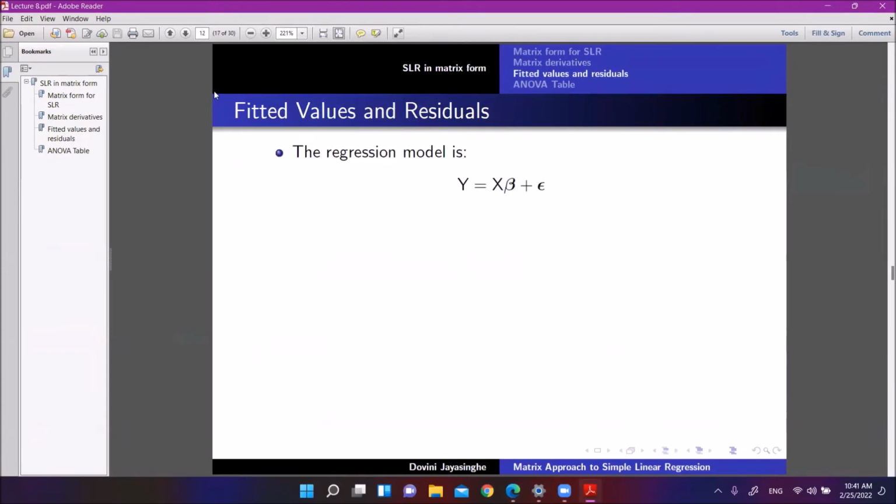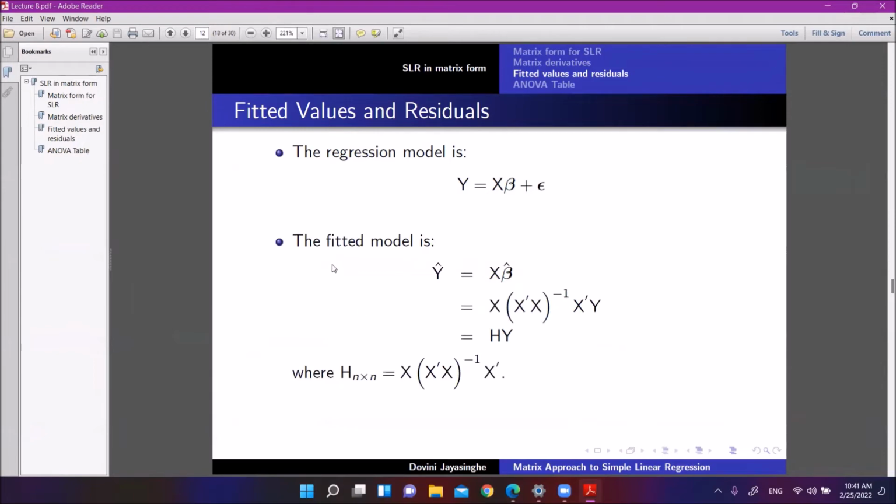Okay. Fitted values and residuals. So the regression model is this by matrix notation. And the fitted model is this, right? So when you fit the model expectation here, the estimated error is going to be 0, a 0 vector, so we are not writing it there. This is the true model, this is the fitted model, y hat, and this is the estimated model, X beta hat, right? X is here, and beta hat is X transpose X inverse X transpose Y.